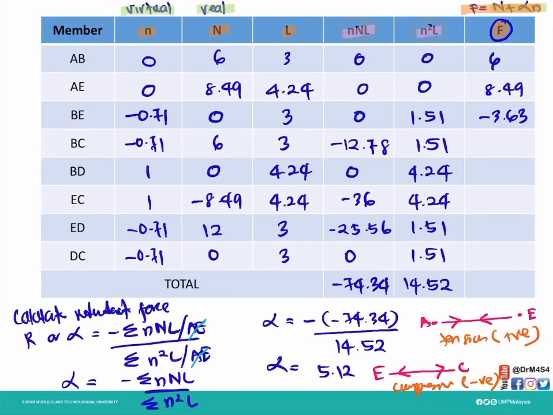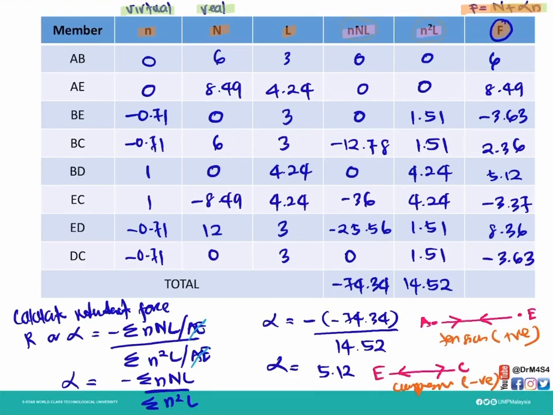So find next value, we get this one is 2.36, 5.12, negative 3.37, this one is 8.36, this one negative 3.63. So we are done for our problem and we get those values for each member.